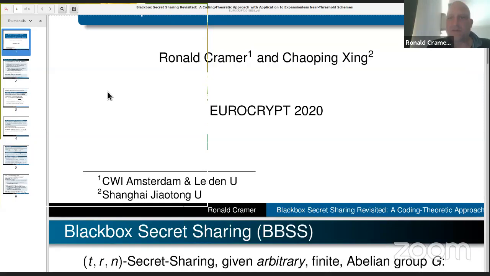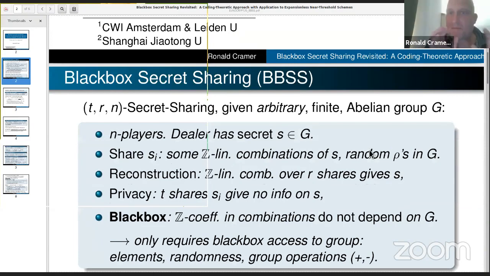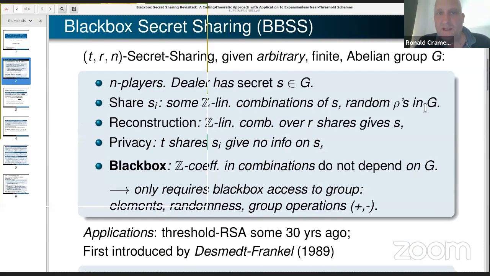So first of all, let me describe what is a black box secret sharing to you. So we have a TRN secret sharing scheme given an arbitrary finite abelian group G. There are n players. The dealer has a secret S in the group G, and each share Si is a number of Z linear combinations of the secret and random coins in the group. Reconstruction is by Z linear combination over R shares given the secret.